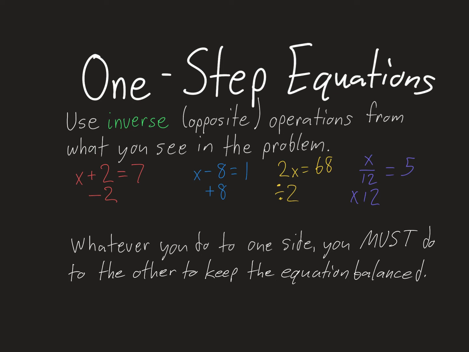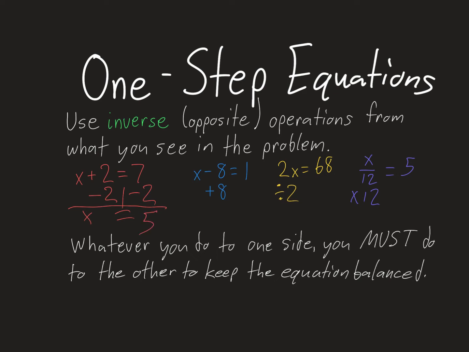Now, an equation is like a scale. It's balanced. In order to keep the equation balanced, whenever you do something to one side, you must do the same to the other. So, in our red problem, we said we had to subtract 2. Whatever we do to the left side, we also have to do to the right. x stays the same. Plus 2 and minus 2 cancel each other out. So we're left with 0, which we do not have to write. And then 7 minus 2 is 5.